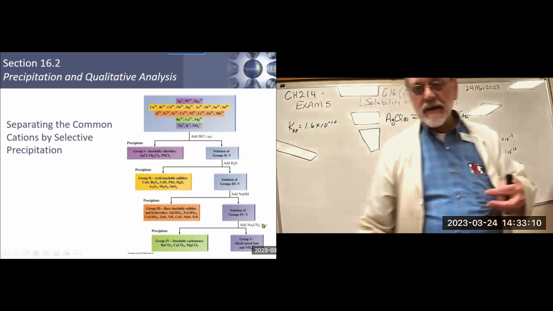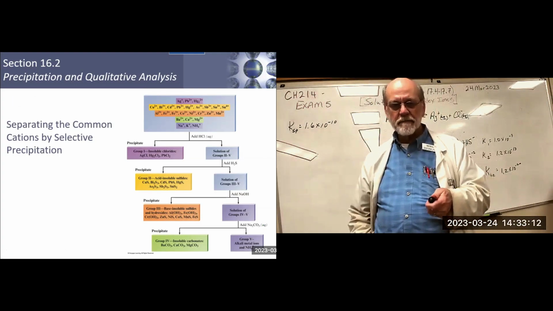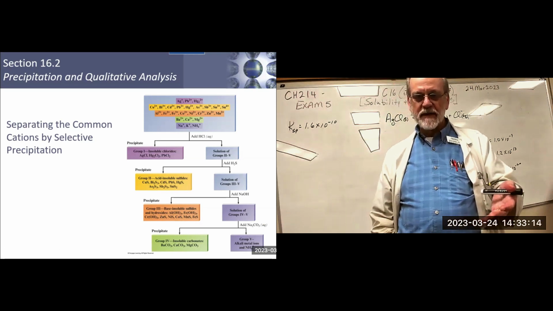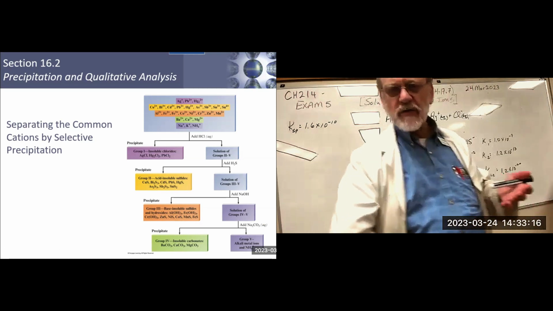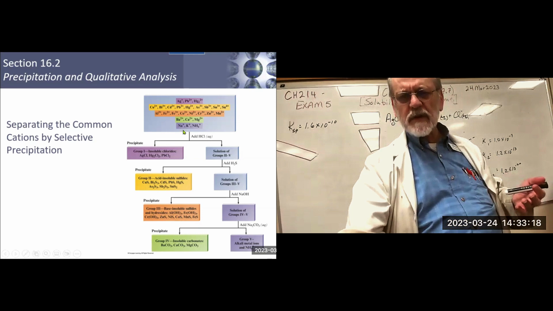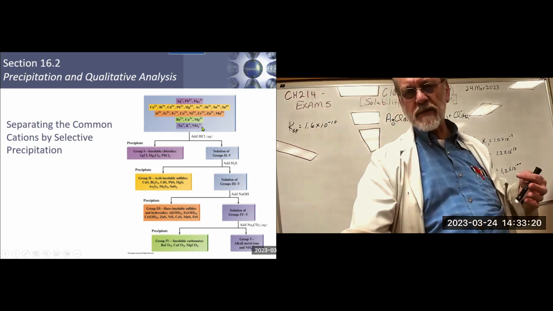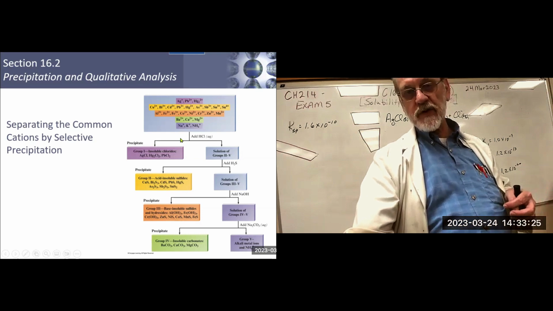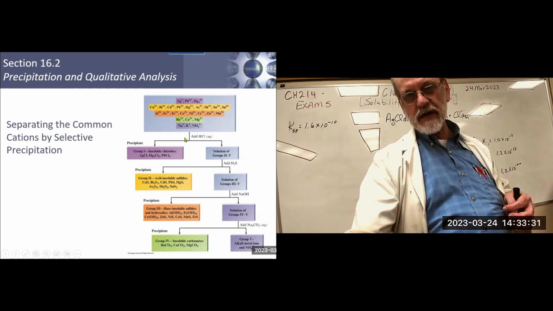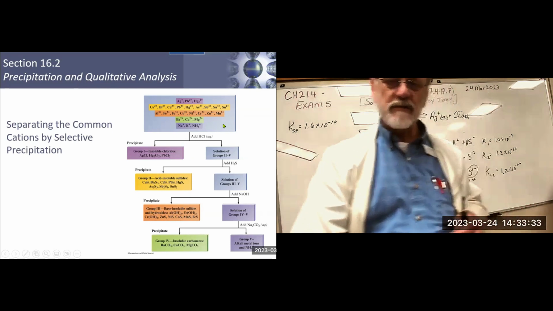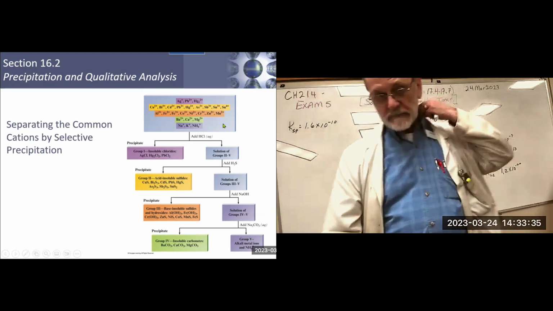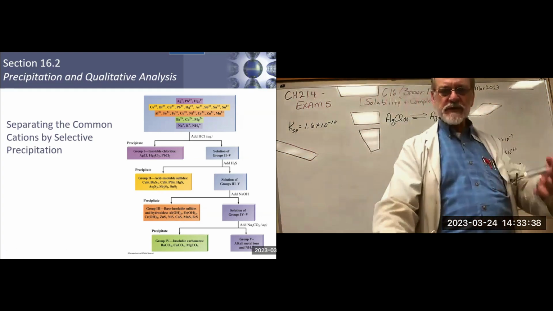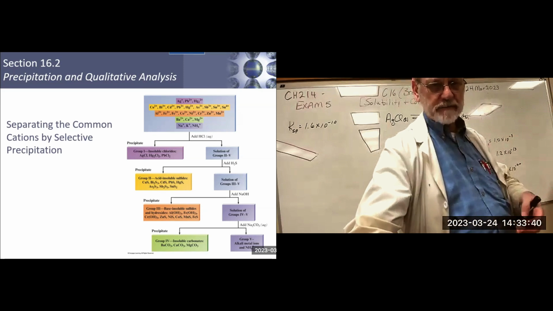And then what do you have left? Well, let's see. I'm not sure what we have left. We have sodium, potassium, and ammonium ions left out of that group. It's color coded. So the first group here comes out first, and then the second one, and then the third one, and then the fourth one. And what you have left over is sodium, potassium, and ammonium. So that's a selective precipitation framework.